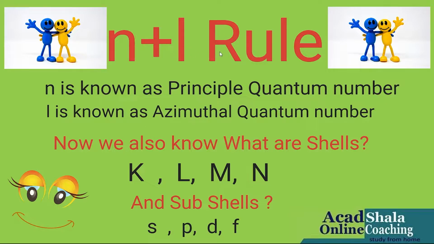Now in this n plus l rule, n is known as the principal quantum number and l is known as the azimuthal quantum number. This we have understood. And we have already studied the shells in our previous classes, which were known as K, L, M, N. Now we will study the filling of the electrons in the orbitals or subshells, which are known as s, p, d, f. This we have understood now.